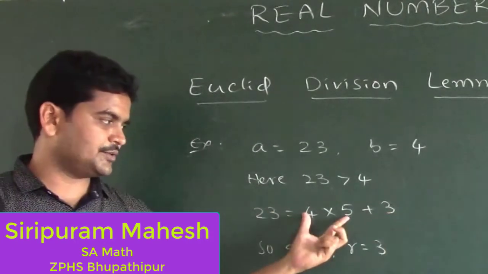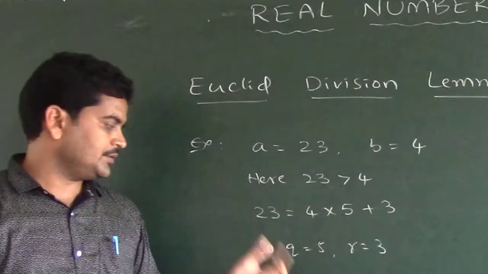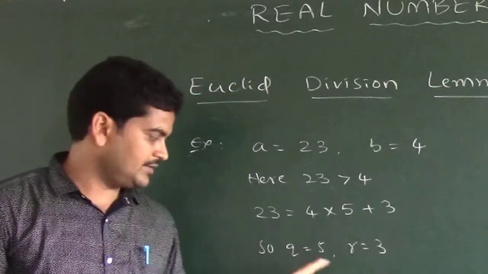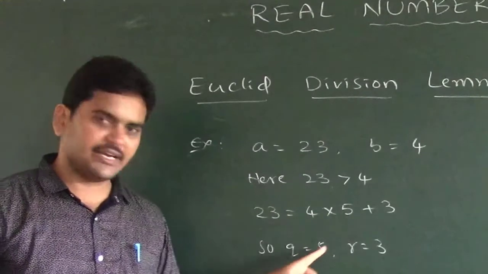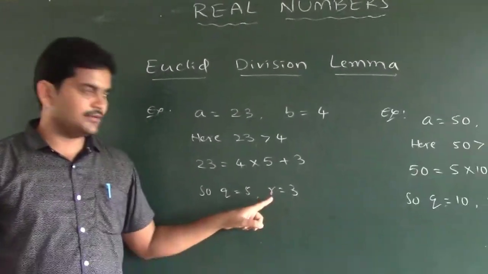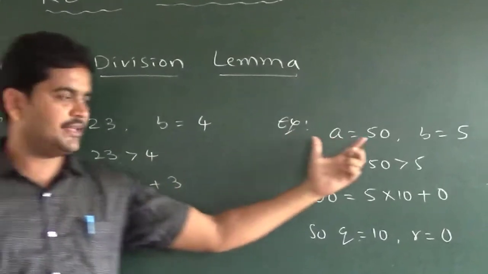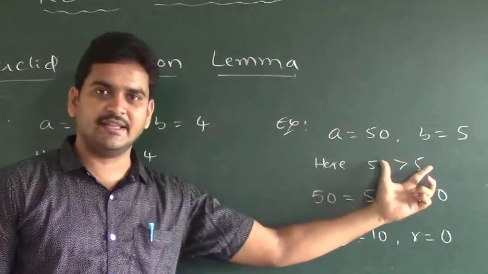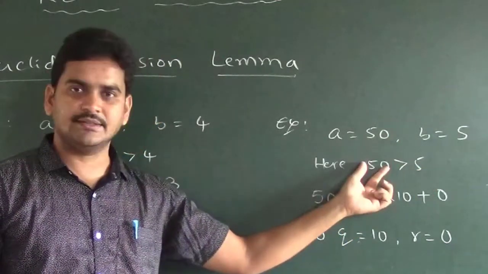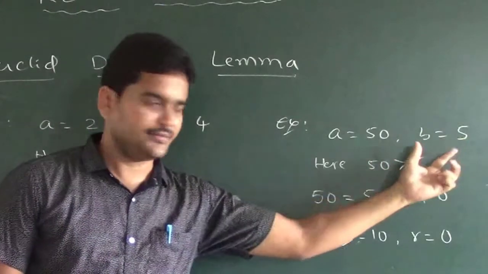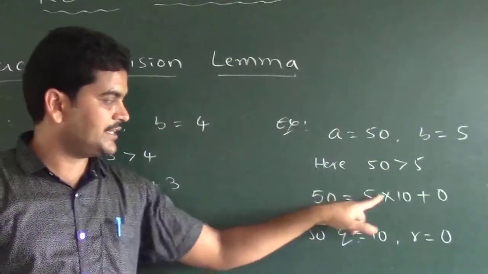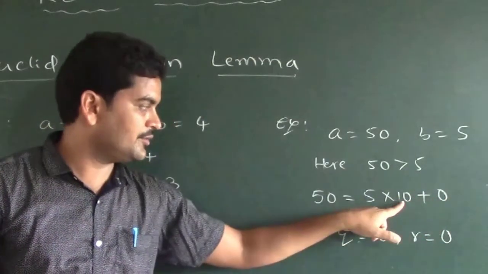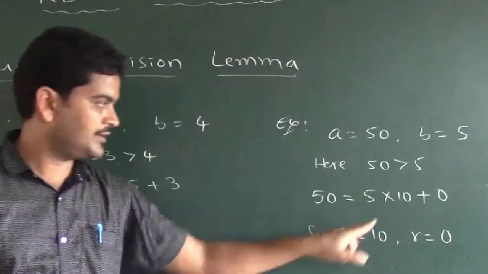Okay, 4 fives are 20, 20 plus 3 is 23. So here what is the quotient? 5. And what is the remainder? 3. Okay, now we are finding new integers 5 and 3. And we have to see another example. a is equal to 50, b is equal to 5. So here 50 is greater than 5. So 50 is taken as the dividend, 5 is the divisor. So 5 times 10 is 50, remainder is nothing. So remainder is 0. So now we get quotient is 10, remainder is 0.